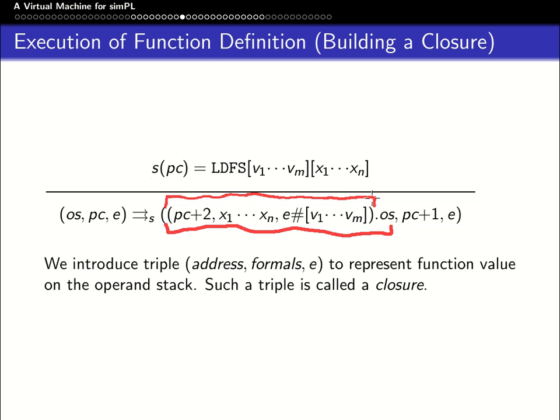And I was telling you that function values are triples. So we have just put a new function in the operand stack, which we represent as a triple. We need a start address for that function, which is here, PC plus 2, because we have LDFS followed by GOTO, followed by the start of the function, remember? So the start of the function on the previous slide is 2 locations away from the current LDFS. It's at current PC plus 2.